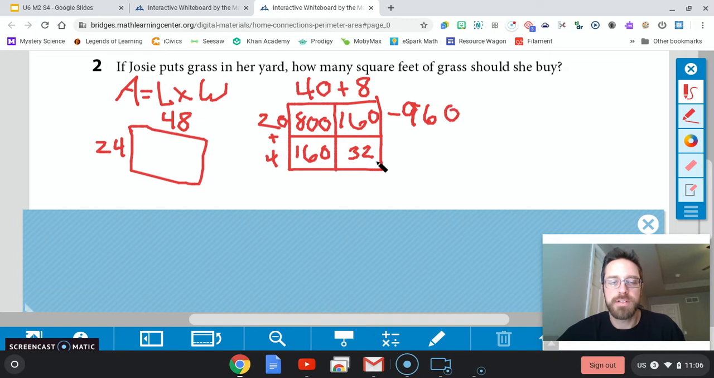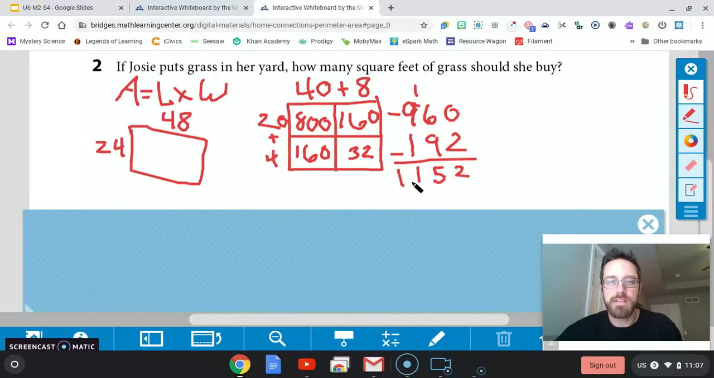And then I add 160 plus 32, and I'm going to line up my place values right away so that I can add them together right away. That gets me 160 plus 30, 192. And now I'm just going to add them together. 2 plus 0 is 2, 9 plus 6 is 15, and I carry the 1, and 9 plus 2 is 11. So that gets me 1,152 as my answer.